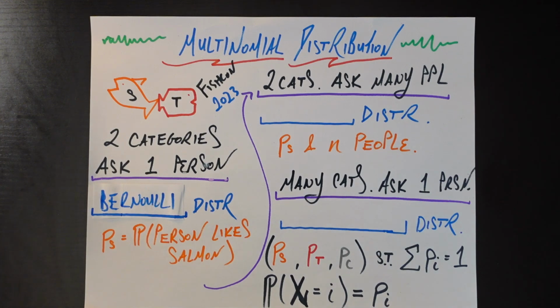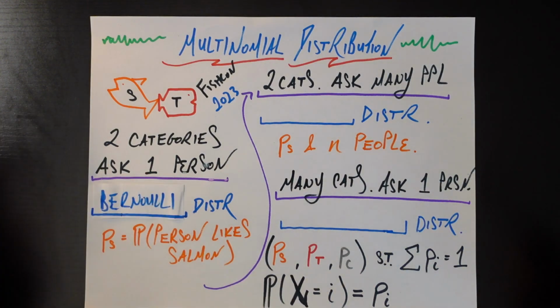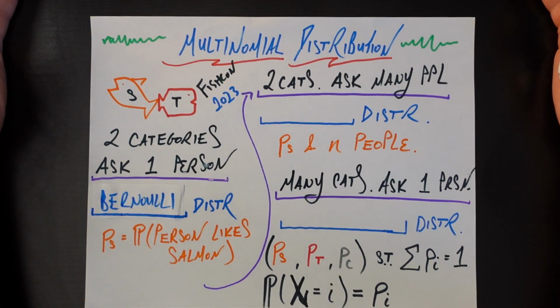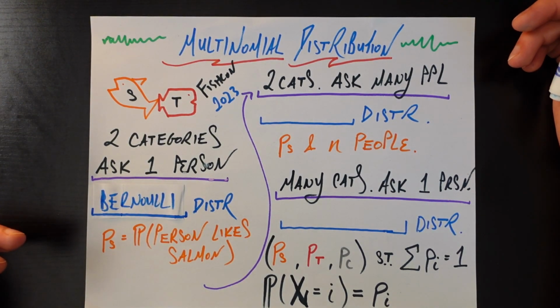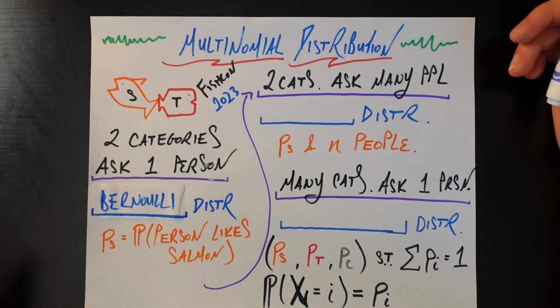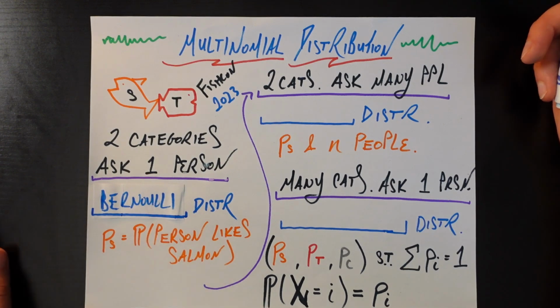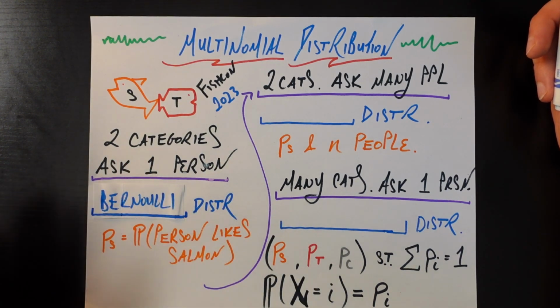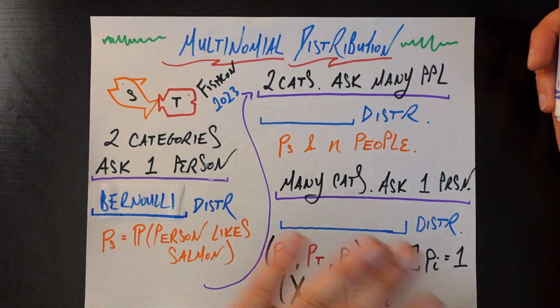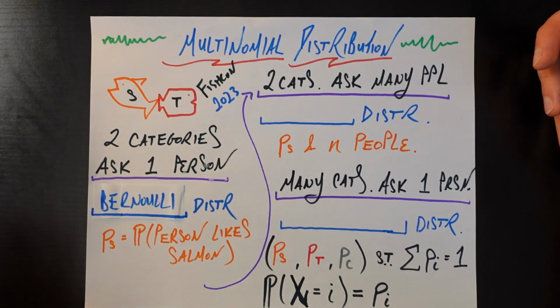So if you just need a quick refresher here, a Bernoulli distribution models exactly this setup. So you might have learned it in the context of heads and tails for a coin. So there's some underlying probability that the coin will come up heads. Just the same way, in our setup, there's an underlying probability, P sub s, that the person likes salmon. And that's the only parameter for the Bernoulli distribution. Given that parameter, you fully have parameterized a Bernoulli distribution.